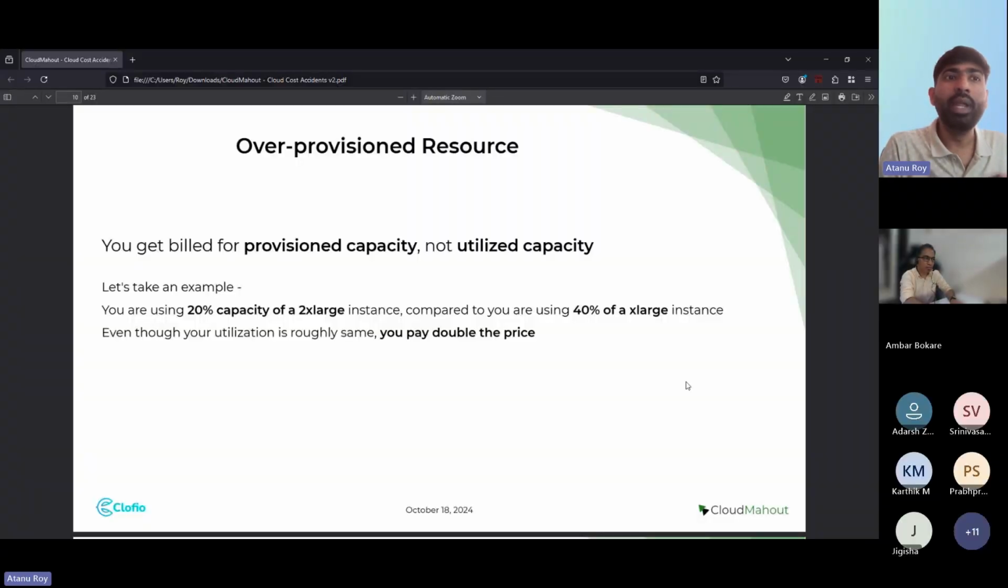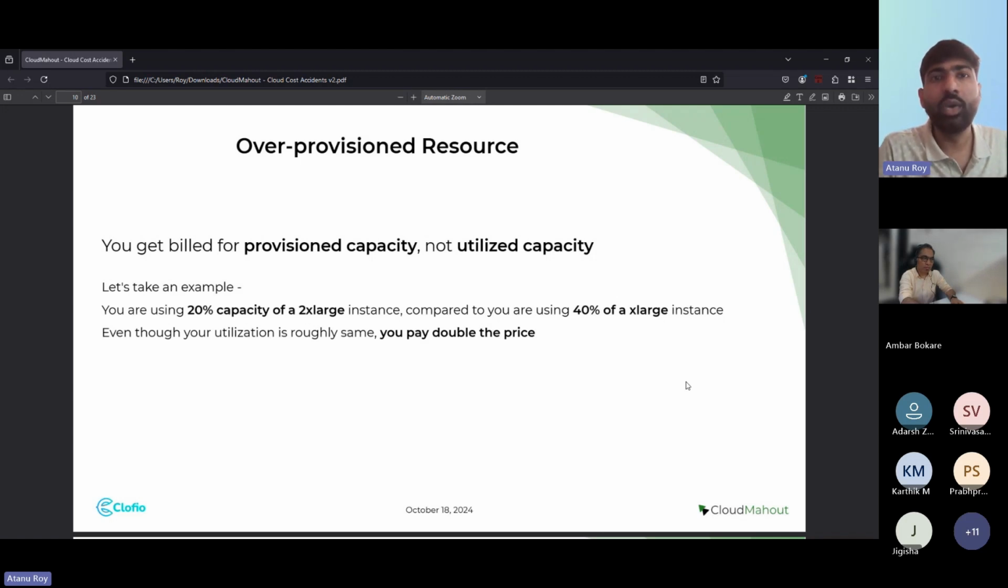In the cloud, you are billed for your provisioned resource, not utilized capacity, right? Which means that if you are running a virtual machine, maybe a 2x large machine compared to a large machine, and you are using 20% of a 2x large machine compared to 40% of a large machine, basically your utilization is the same, but you are paying double the money, right? So it's a very common problem across a lot of customers.